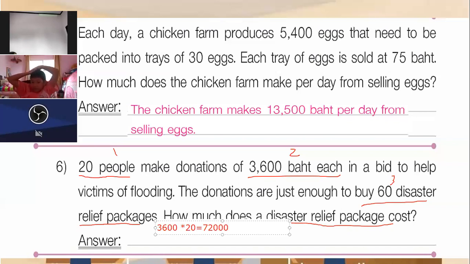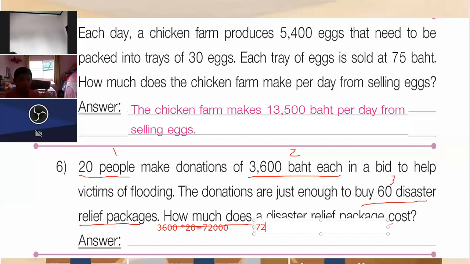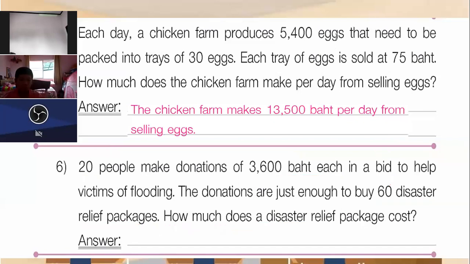72,000, right? Okay, so this one we already got. Now, the other information we have, the donations are just enough to buy 60 disaster relief packages. So the total amount collected was 72,000, right? And then we divide by 60, which is equal to 1,200. So 1,200, that is the answer. Okay, so a disaster relief package costs 1,200 baht.